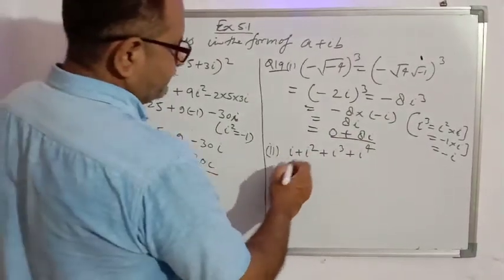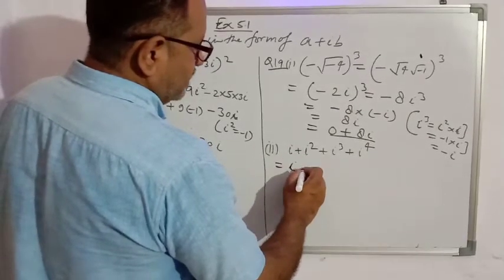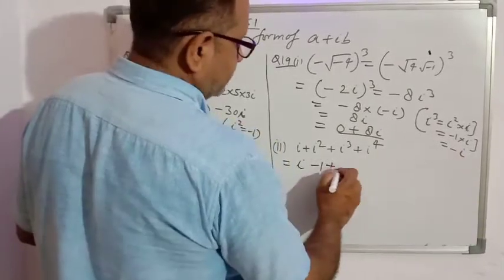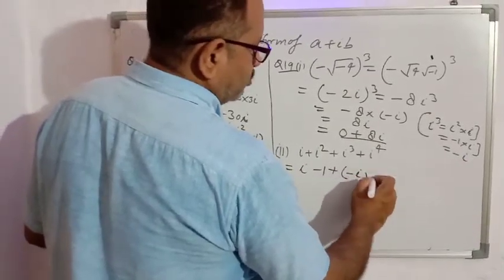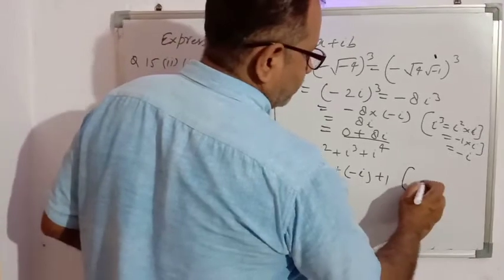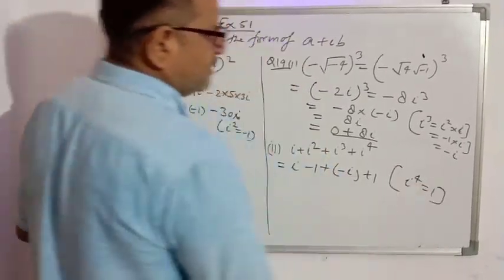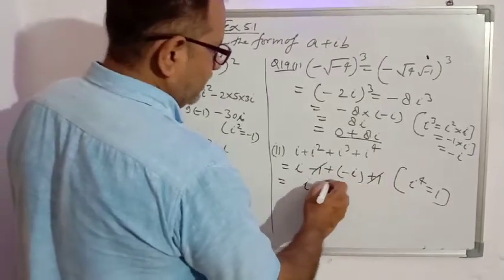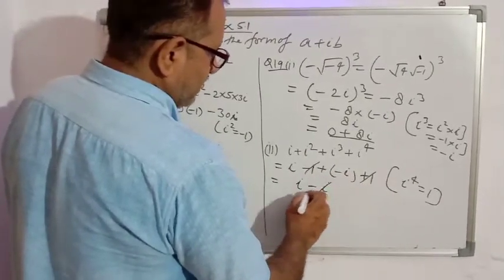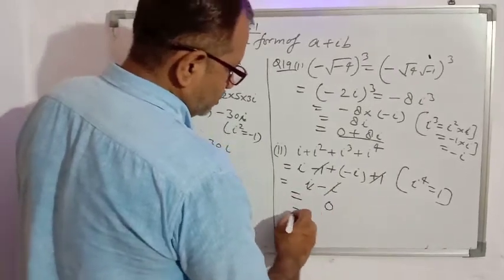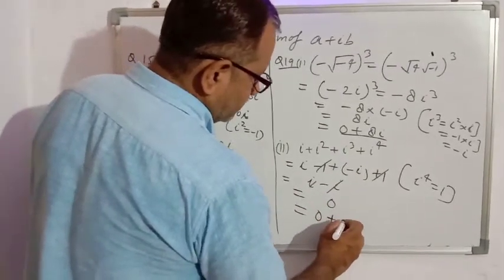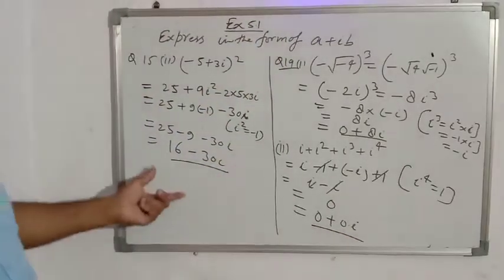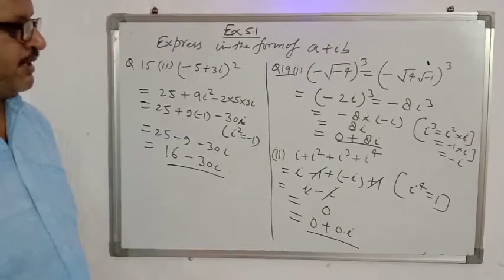See 19 second. i square value is minus 1, i cube is minus i, and i to the power 4 value is 1. Minus 1 plus 1 cancel, i plus minus i again cancel. So we get 0, which can be written as 0 plus 0 into i. So in this way we can express it in the form of a plus ib.